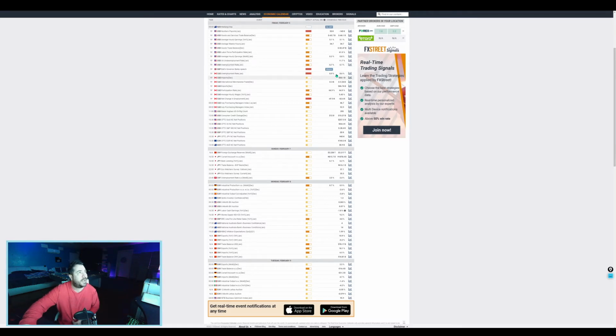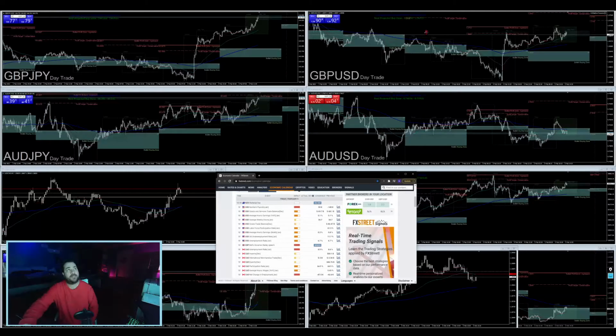But the CAD here, this is what we're going to be looking at really: 8.9% expected for the unemployment rate. So it is expected to go up. That's really what we're looking for on the CAD. So we're just going to keep an eye on that.